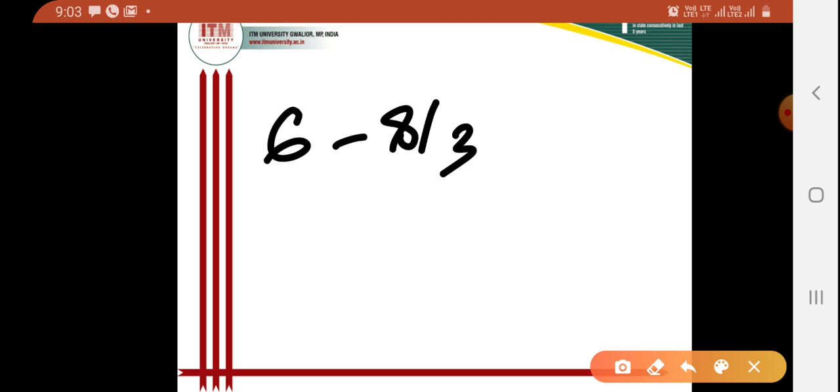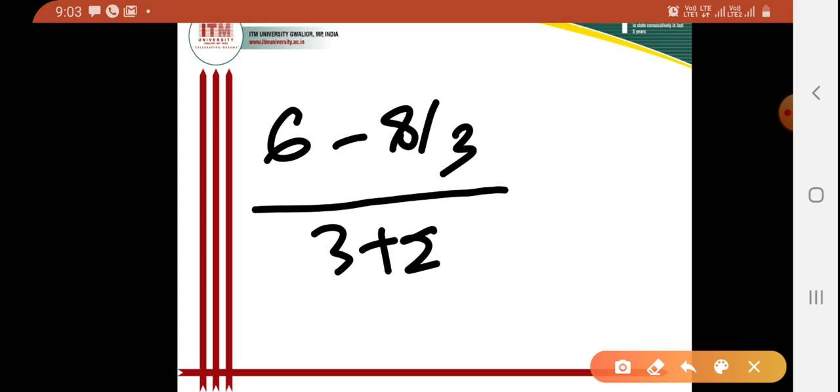6 minus 8 by 3, because that is the voltage V1. The total voltage on the left hand side is 4 volt plus 2 volt, 6 volt. So 6 minus 8 by 3, that is V1, divided by the total resistance, that is 3 plus 2. Can I write it or not?